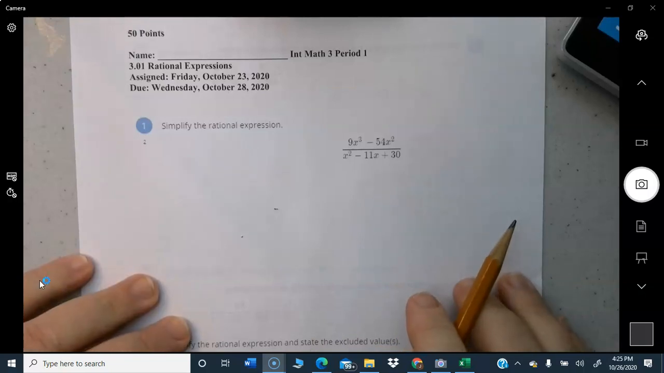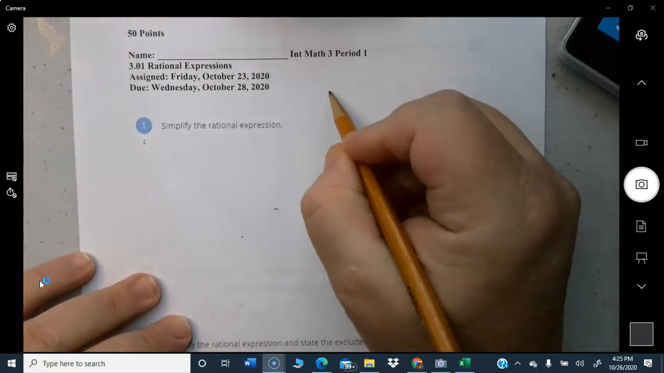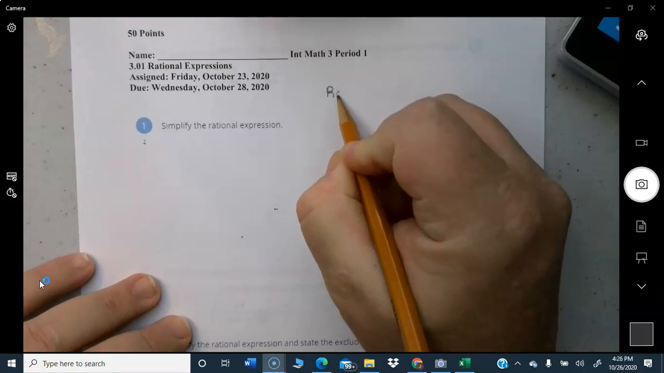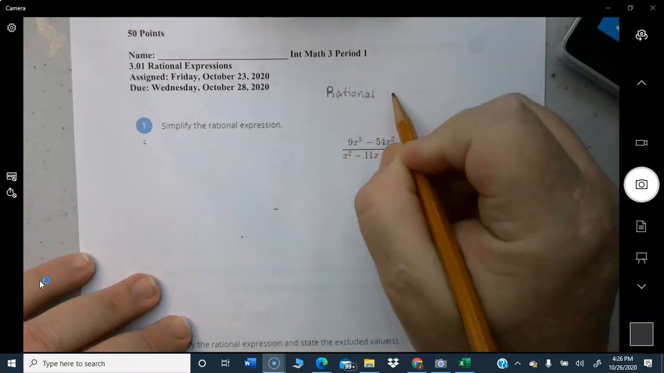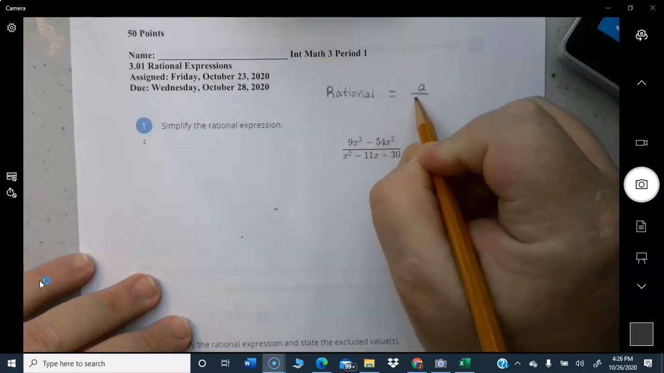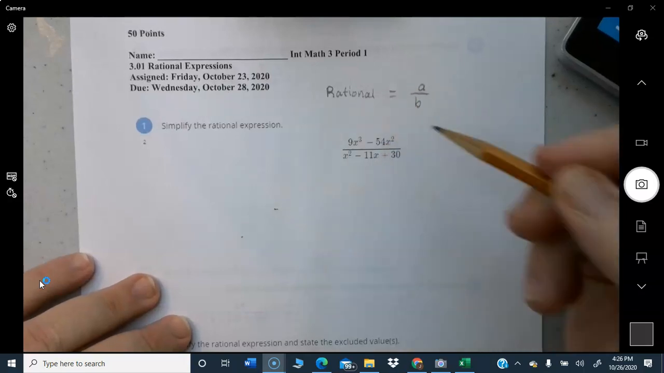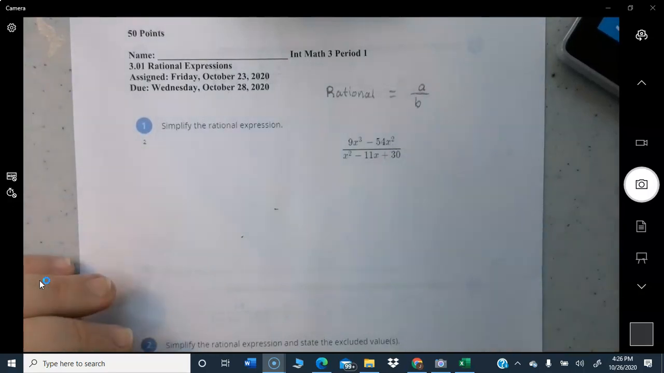Okay, so a rational expression is simply an expression of either numbers or polynomials that can be expressed as a over b. It can be expressed like a fraction. So that's called a rational expression. That's all a rational expression is. You don't need to know anything more about that.